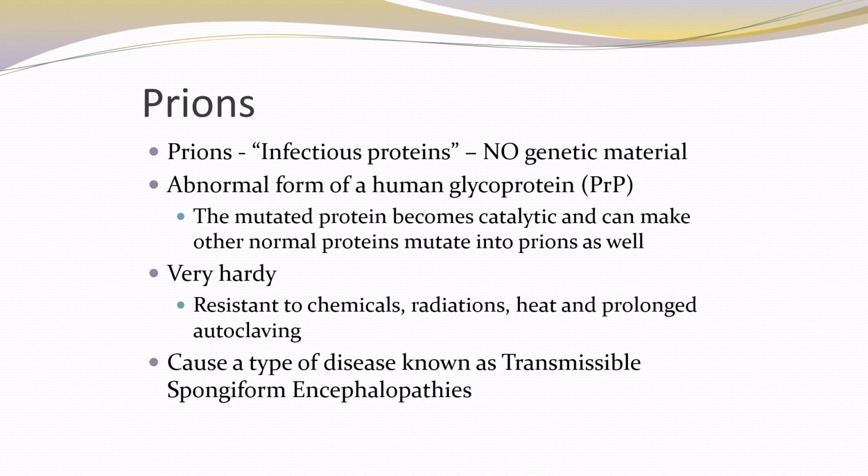And once you are infected with these prions, they're kind of like a zombie protein in that once that protein touches one of your healthy proteins, it causes your healthy protein to fold incorrectly or denature and become a prion and start infecting other proteins. So the disease that prions cause is transmissible spongiform encephalopathy. So let's talk a little bit more about that.